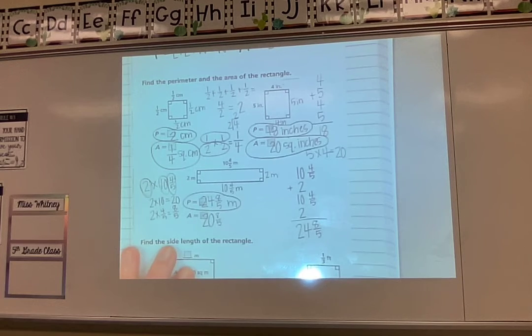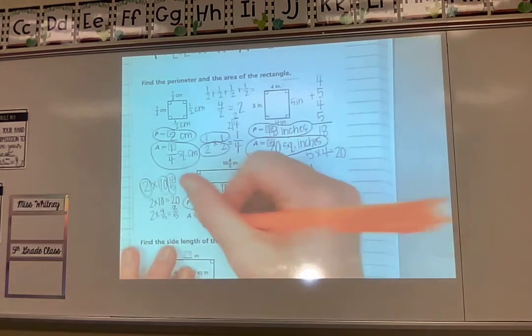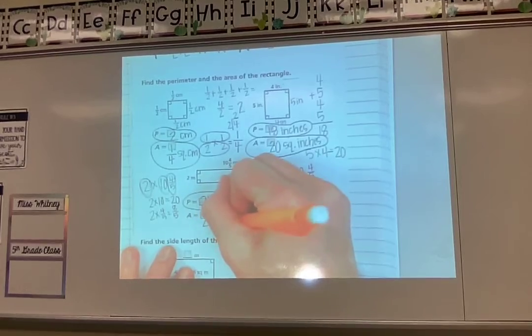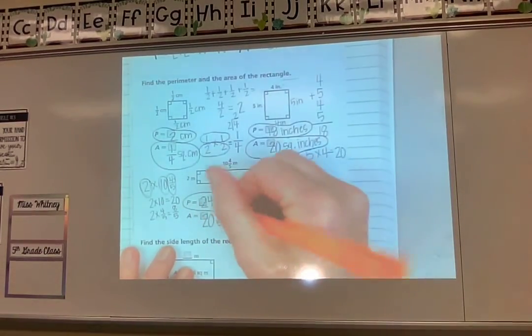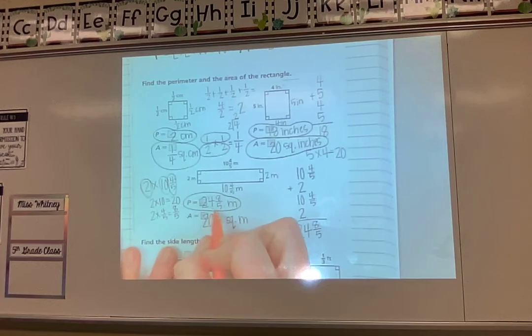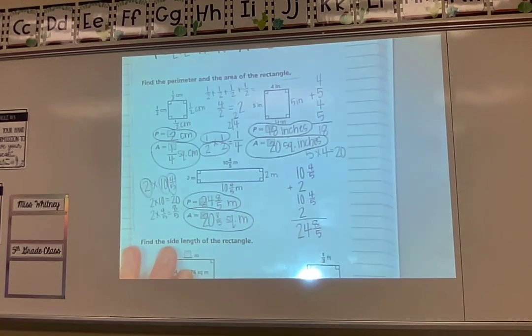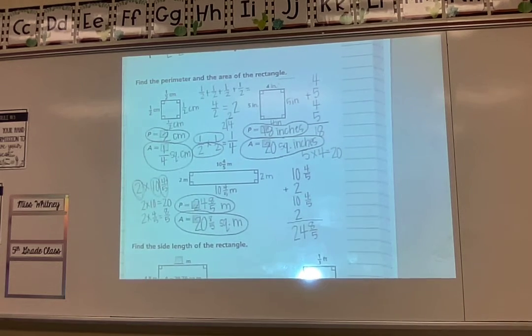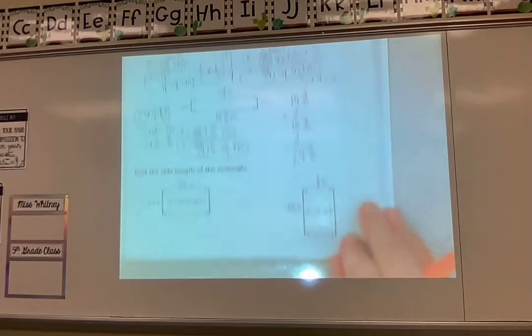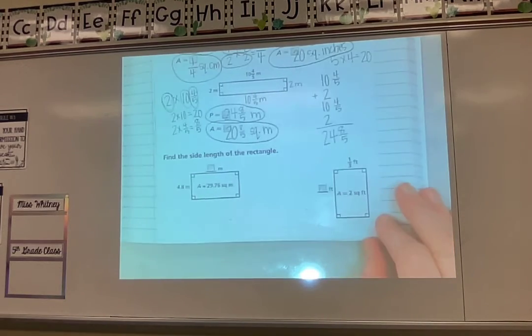Then I need my label. Remembering this is area, so it's going to have to be square. And then looking up there, we have meters. So 20 and 8/5 square meters would be my area of that rectangle. Alrighty, scooching on down to the bottom section here, we have 2 more to look at. These are a little bit different.